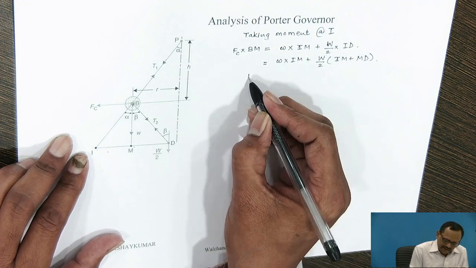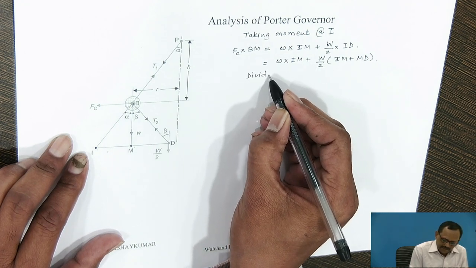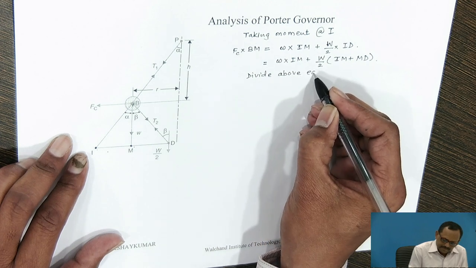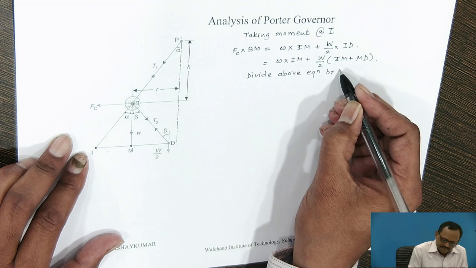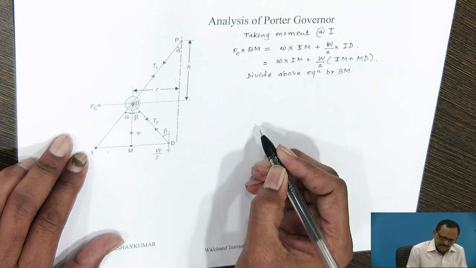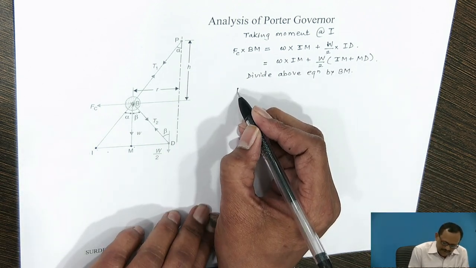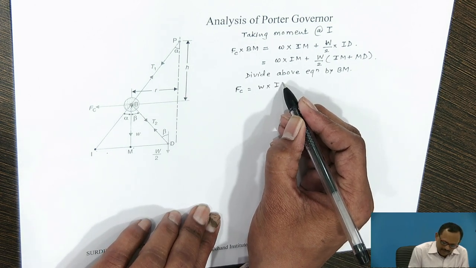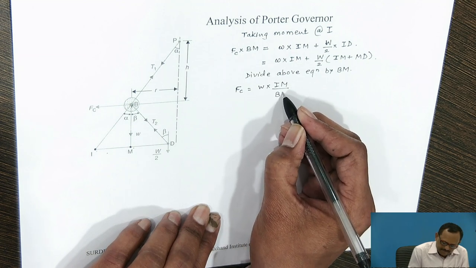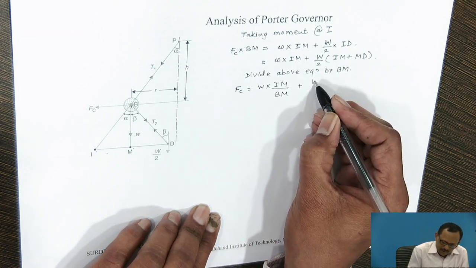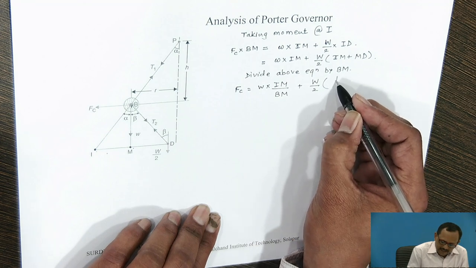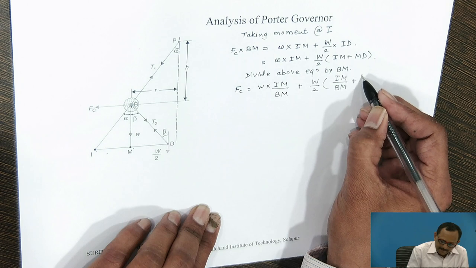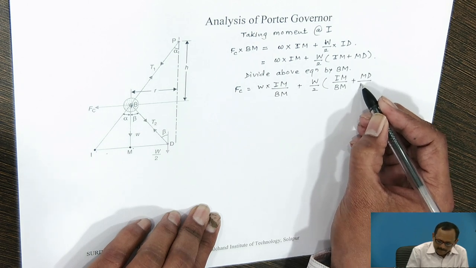Now divide the above equation by BM. So we will get Fc is equal to w into IM divided by BM plus W by 2 into IM divided by BM plus MD divided by BM.